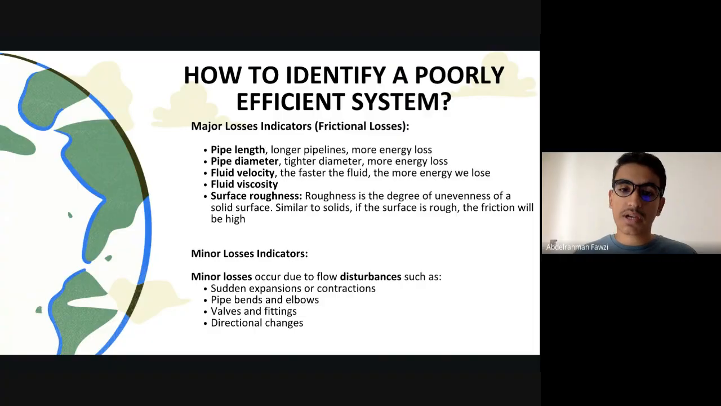And then we have the minor losses. Minor losses are related to the disturbance of flow. This disturbance can be caused by sudden expansions and contractions. Also, it can be caused by pipe bends and elbows, valves, and directional changes.